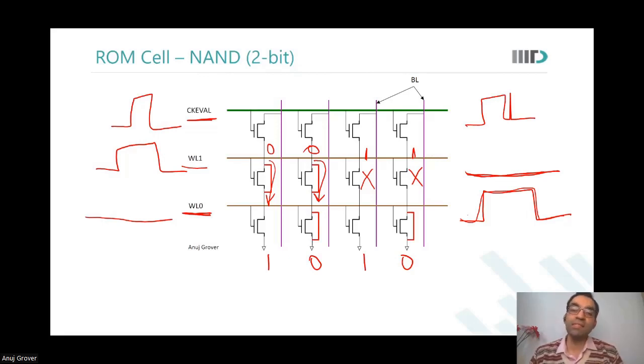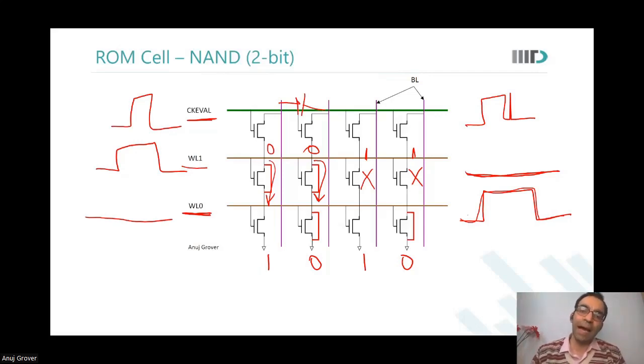ROM cells are very dense. Instead of 6 transistors of a memory cell, you have just 1 transistor per memory cell. So ROM cells are very, very dense, which means that there are huge coupling capacitances that will come between these bit lines. There are many other additional variables that can appear when there is a particle strike or anything, and that can really bother you.